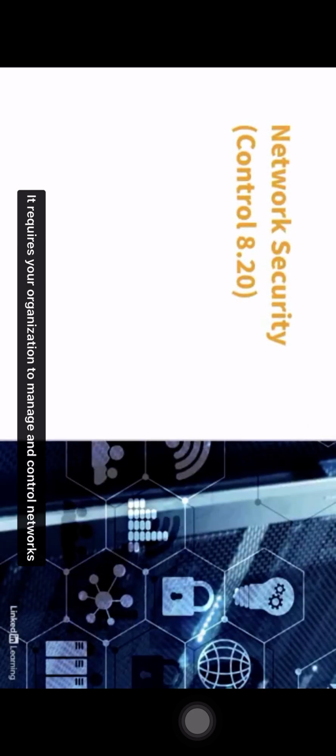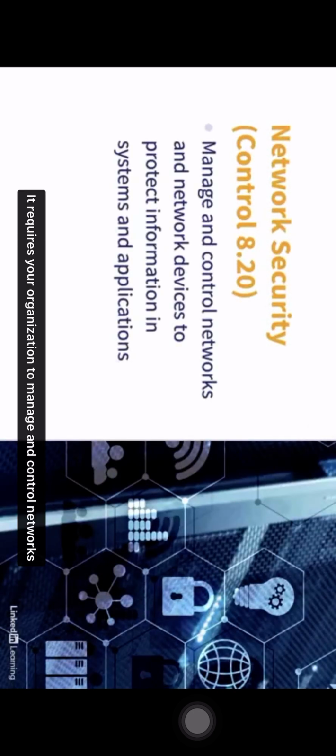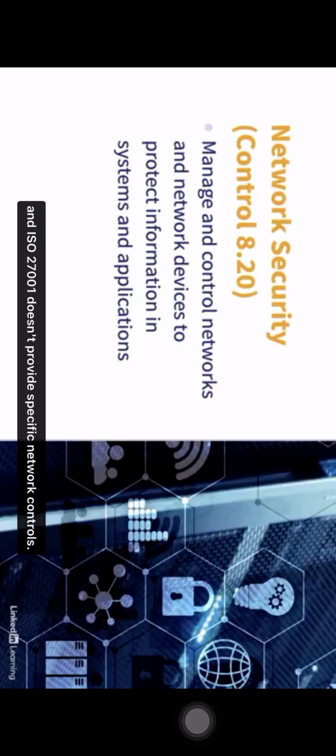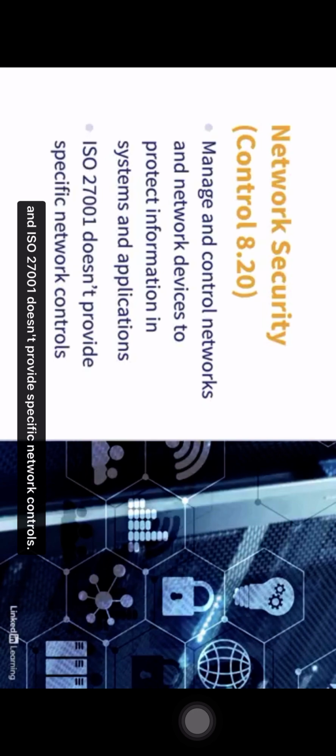First is Control 8.20, Network Security. It requires your organization to manage and control networks and network devices to protect information in systems and applications. Obviously, this can be a huge area, and there are many possible controls. And ISO 27001 doesn't provide specific network controls.